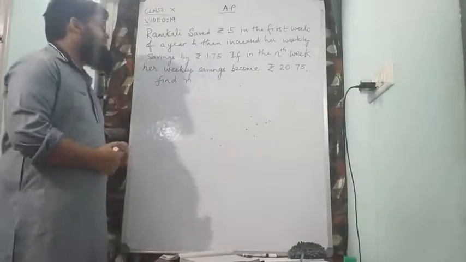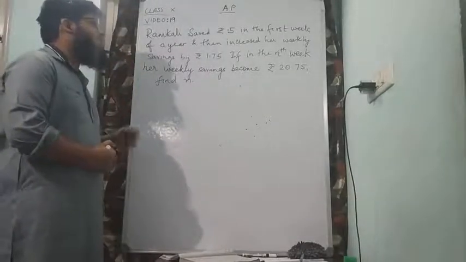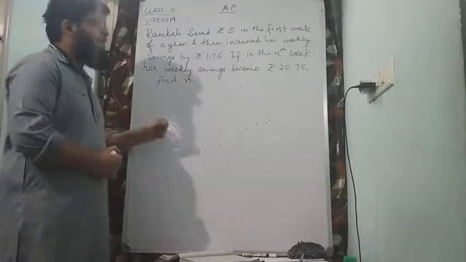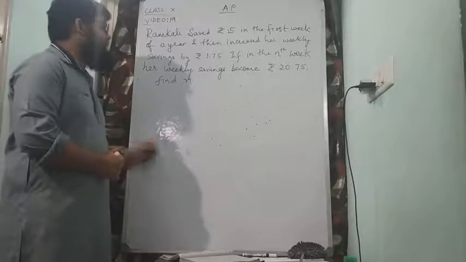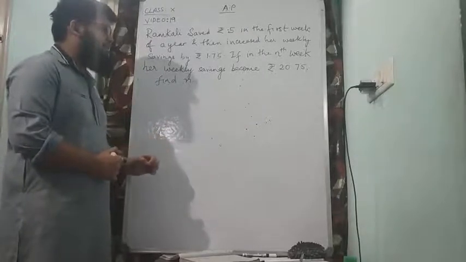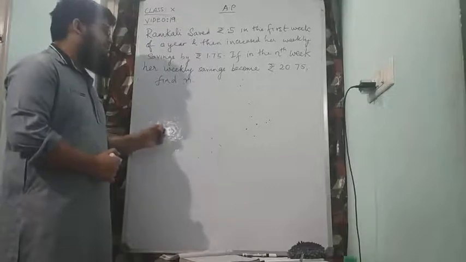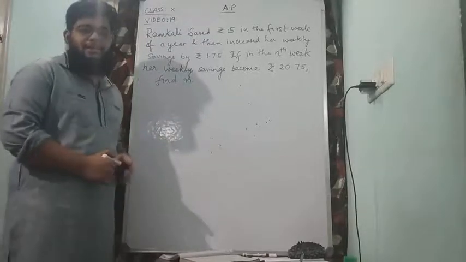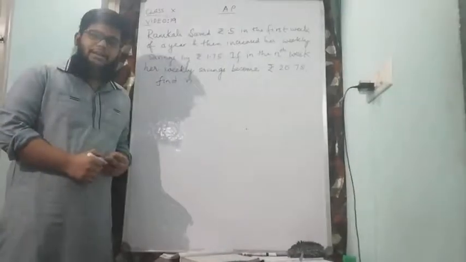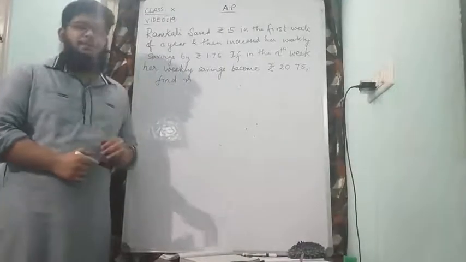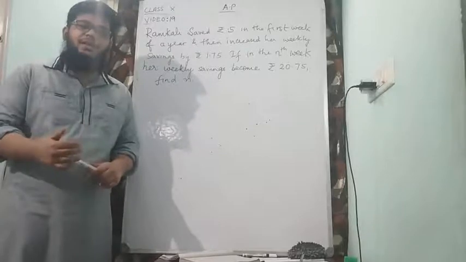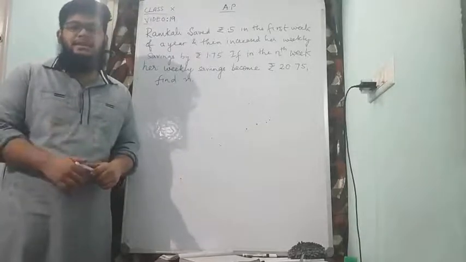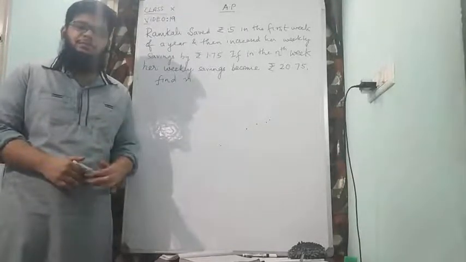So the question is, Ramkali saved ₹5 in the first week of a year and then increased her weekly savings by ₹1.75. If in the nth week her weekly savings become ₹20.75, find n. That means there's a girl called Ramkali who started saving ₹5 in the first week. Every week she is increasing her savings by adding ₹1.75.